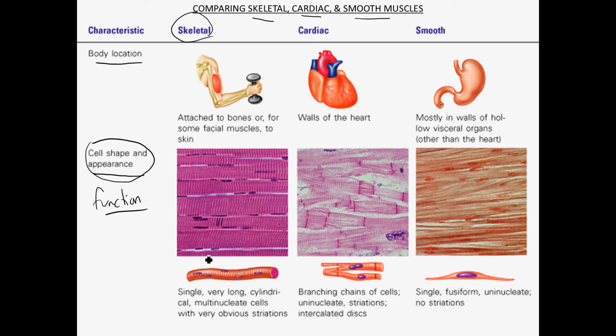Another similarity and difference here is that the cells of skeletal muscle are known as fibers because they are long and fibrous, and the cells of the smooth muscle are also called fibers. The cells of the cardiac muscle tissue, though, are just called cardiac muscle cells. They're not long cylinders, they're not long fibers. In fact, the cells themselves are branching, and so here we see this kind of branching pattern to them. And there's another branch of a cell right there. So these are just the cardiac muscle cells.